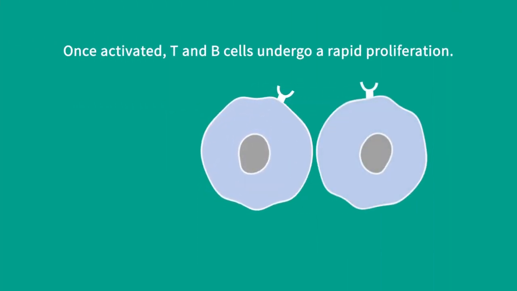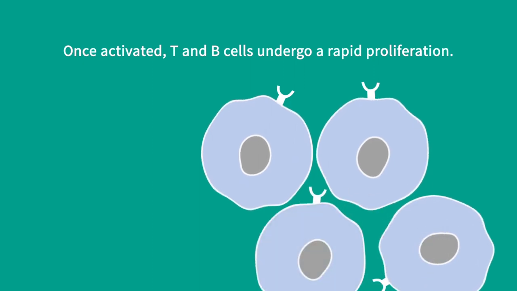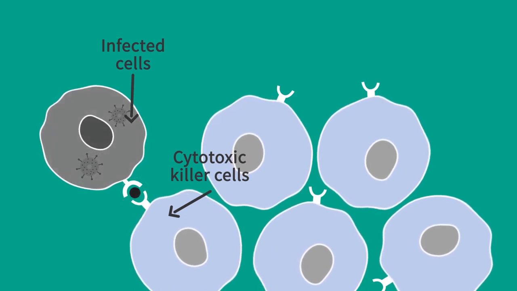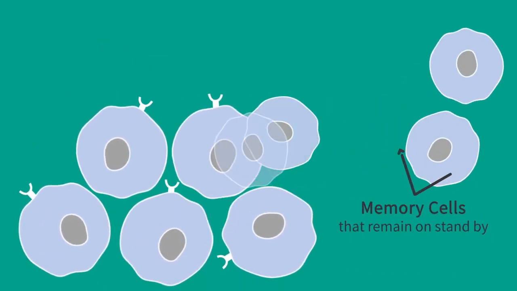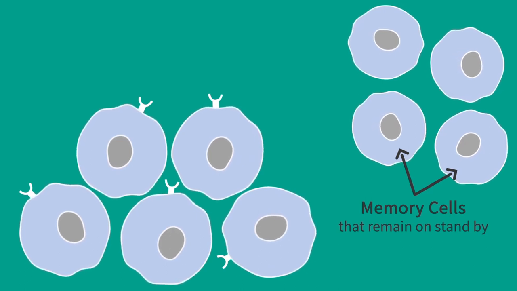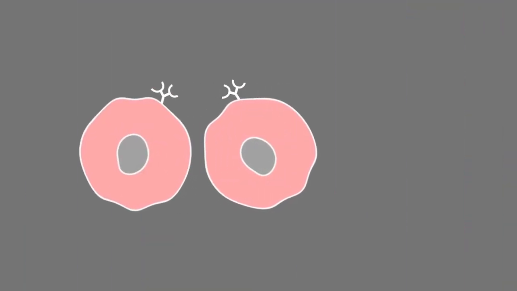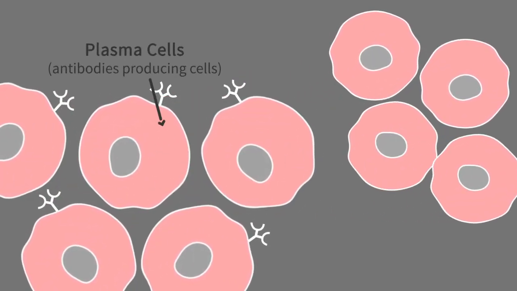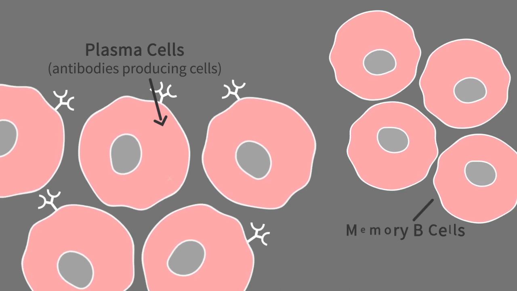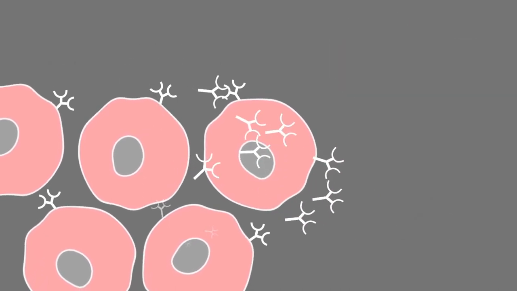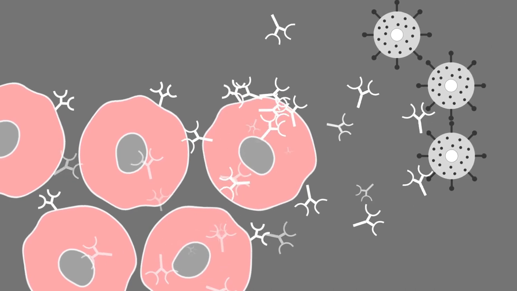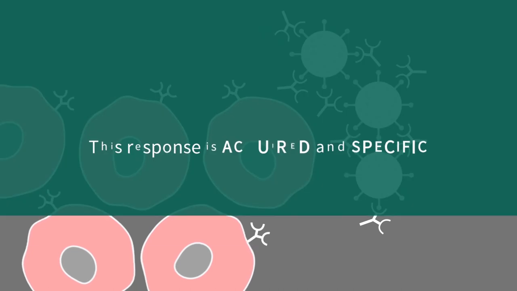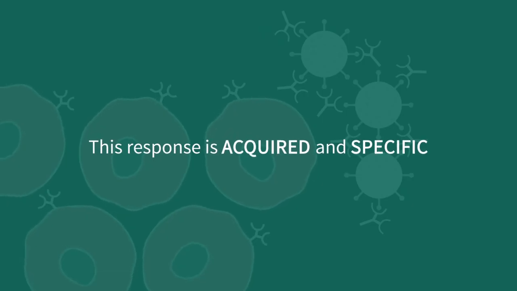Once activated, T and B cells undergo a rapid proliferation. T lymphocytes differentiate into cytotoxic killer cells that eliminate infected cells, and into memory cells that remain on standby. On the other hand, stimulated B cells undergo a rapid proliferation and differentiate into plasma cells, antibodies-producing cells, and memory B cells. The plasma cells will produce a large number of antibodies, specific to the vaccine antigen, and able to neutralize it. This response is acquired and specific.